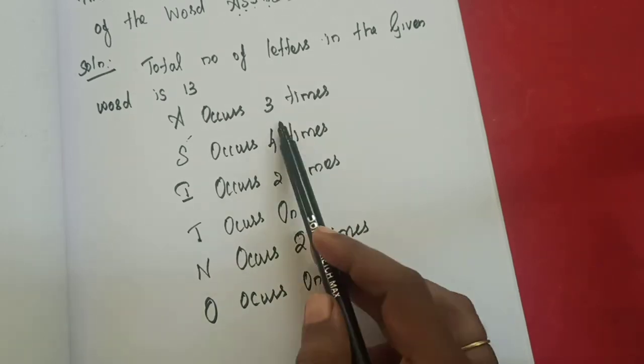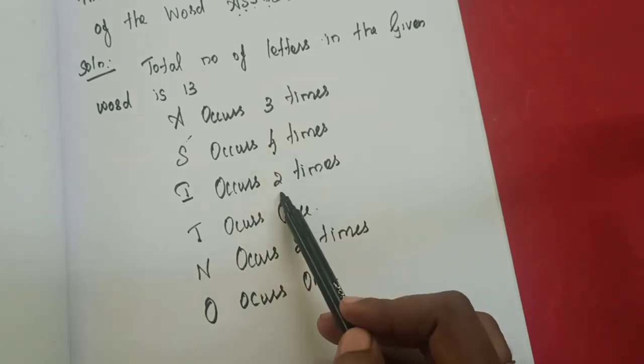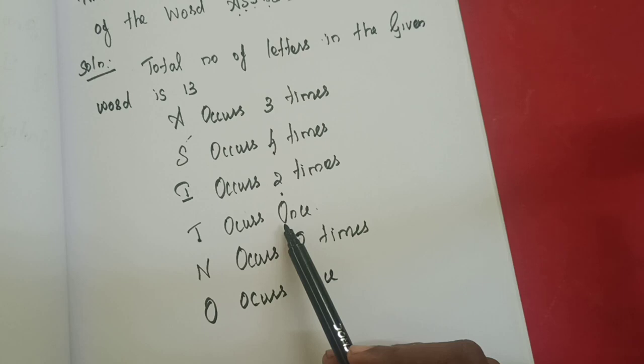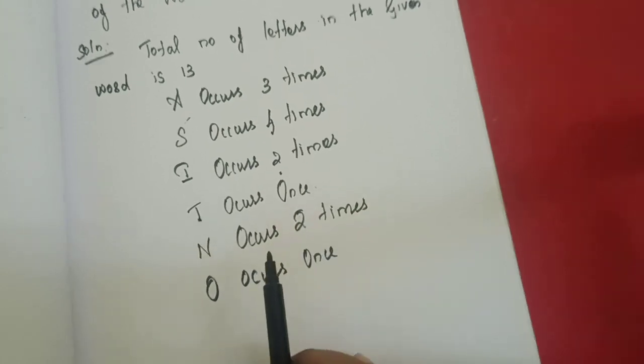Please check it here. 3 plus 4 is 7. 7 plus 2 is 9. 9 plus 1 is 10. 11, 12, 13. So totally 13.